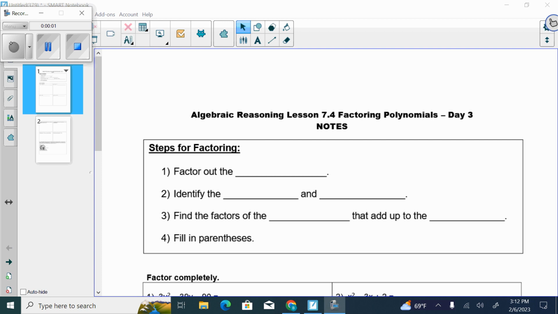Look for first before we start factoring? All right, GCF, very good. Which, remember, that means greatest common factor, right? We look for something we can take out of all of our terms. Good. Okay, after we have taken out the GCF, we then have to identify two specific numbers. Anybody remember what we call them? Very good. We identify the sum and the product.